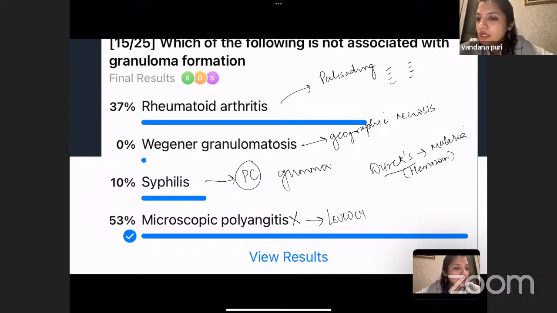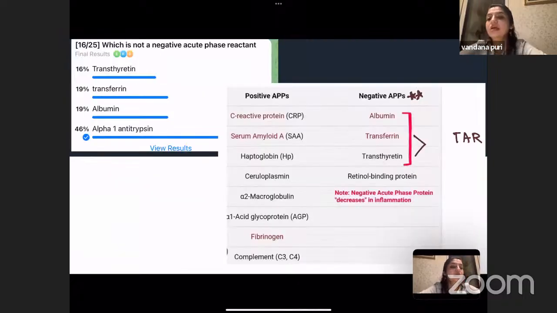So leukocytoclastic vasculitis, what is that? That means the blood vessels are infiltrated by broken up WBCs. So WBCs are broken up. That is leukocytoclastic vasculitis that you should remember here. So good. Very good. So that is it.